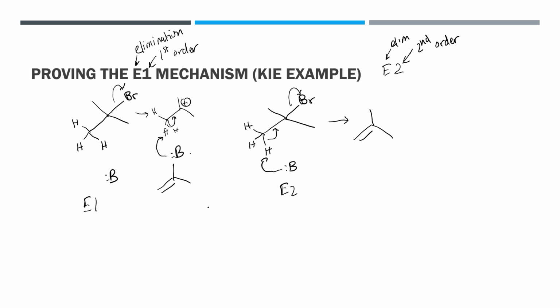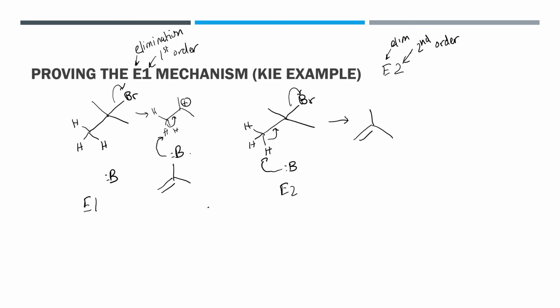So how do we differ between both of these? How do we differ between these two mechanisms? How do we know that E1 is different than E2, and that both of these mechanisms are at play? How do we know that it's not just E1 or just E2, right? As we can see with E1, there's sort of 2 steps. We first have the bromine leaving, and then we have the deprotonation.